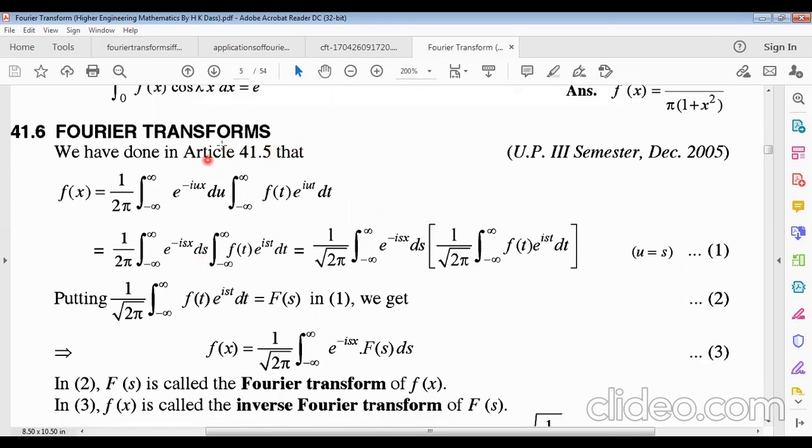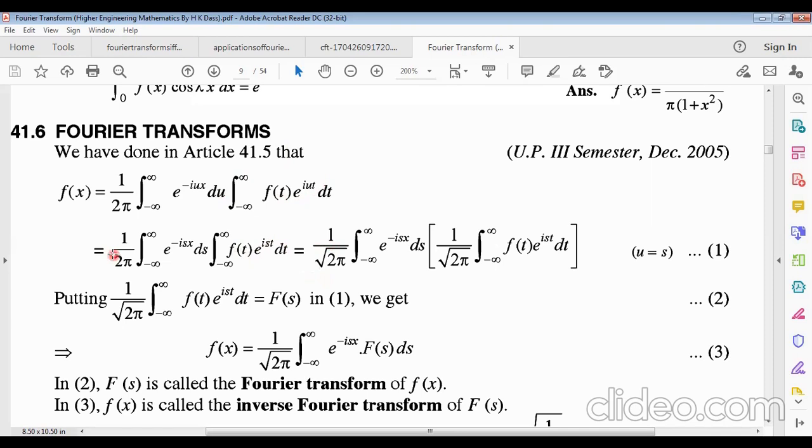Now from this theorem of the Fourier complex form, we get this one. f of x equals 1 by 2π, integral from minus infinity to plus infinity of e to the power iux, the u part of the integration, and this is the t part of the integration. Now this can be written as 1 by 2π, integral from minus infinity to plus infinity of e to the power minus isx, just replacing u by s. That means putting u equals s here. e to the power isx ds, u will be transformed to s. And integral from minus infinity to plus infinity of f of t e to the power ist dt.